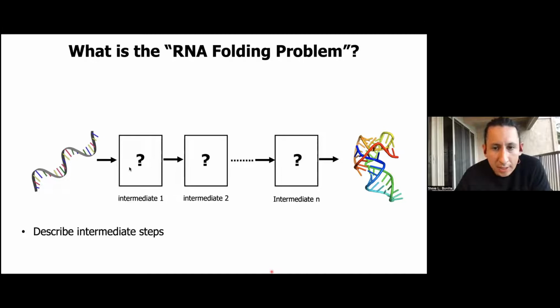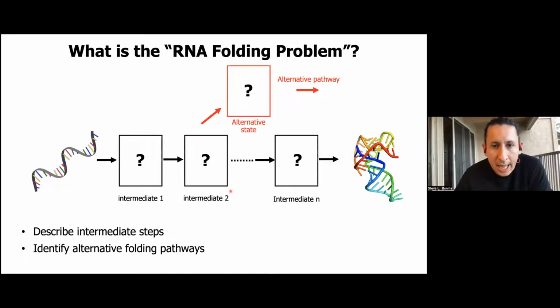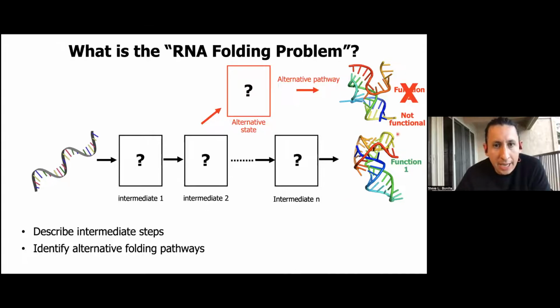And what was very clear, even at the beginning, was that RNA folding landscapes can be very complex. RNAs have a tendency to go on alternative folding pathways that may result in the formation of alternative stable states that can have new functions, or can be misfolded states that trap the RNA in a non-functional state.